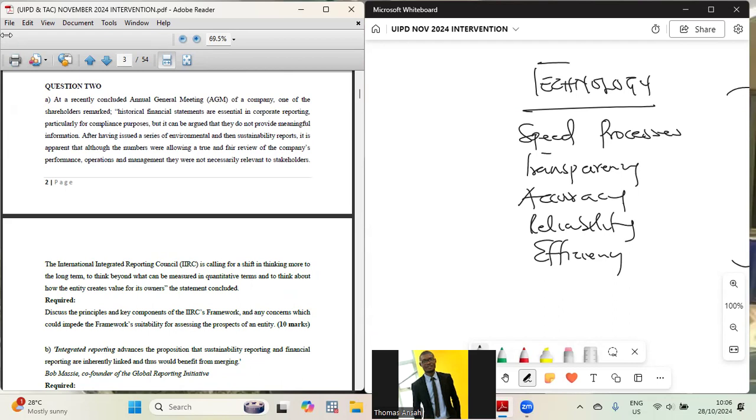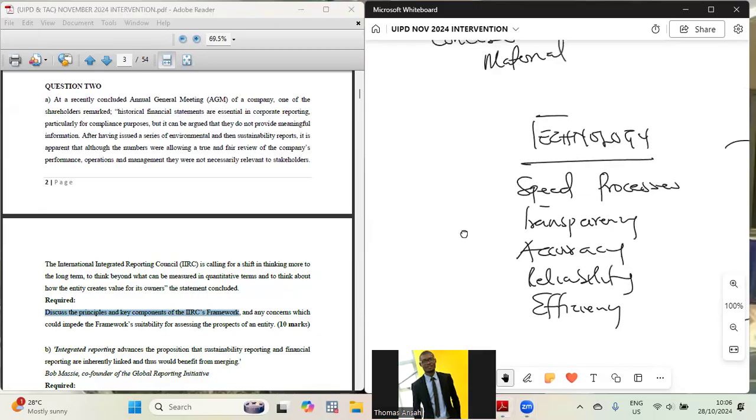Process. Yes, which subtopic talked about value creation? I think the integrated reporting. Exactly. So that is where you should start catching the fire from. So it now says to discuss the principle and the key components of the IIRC framework. What are the key components of the IIRC framework? That is exactly what we've been discussing under integrated reporting.